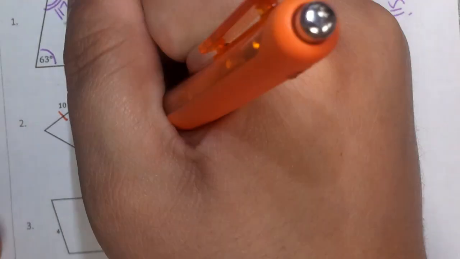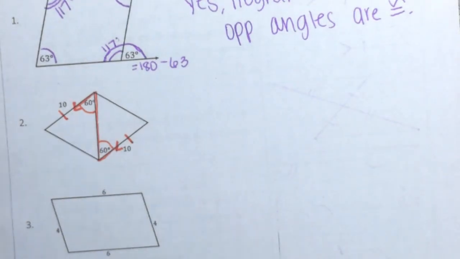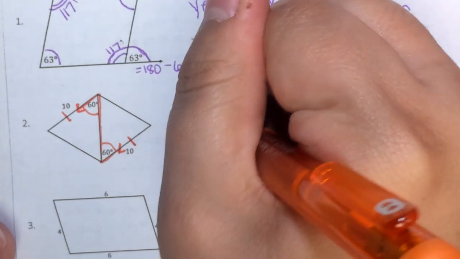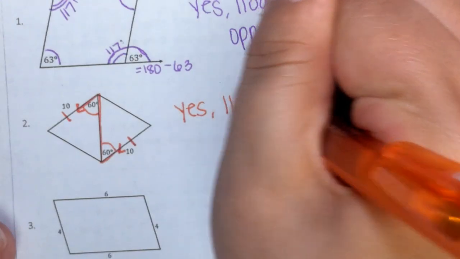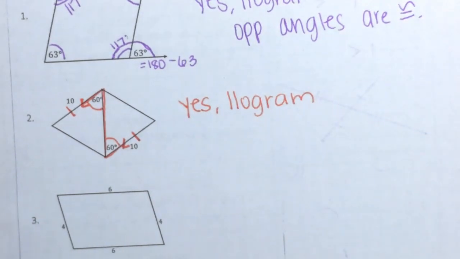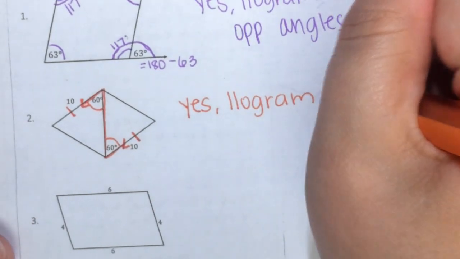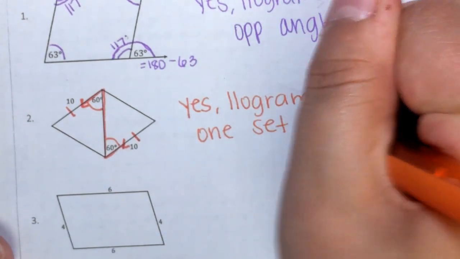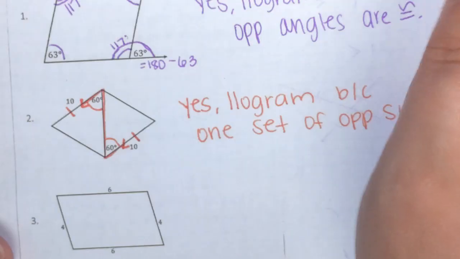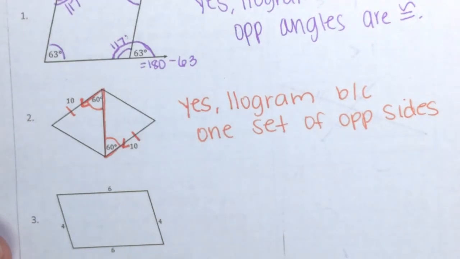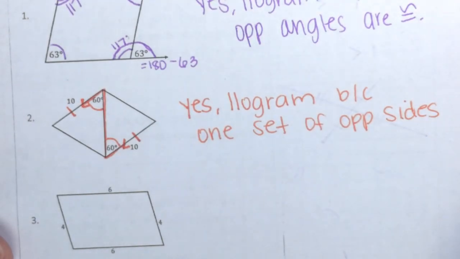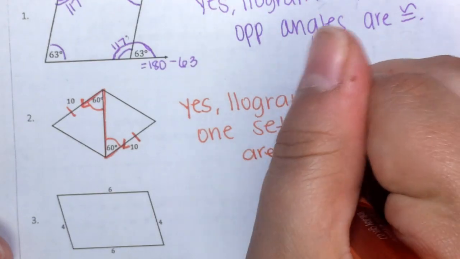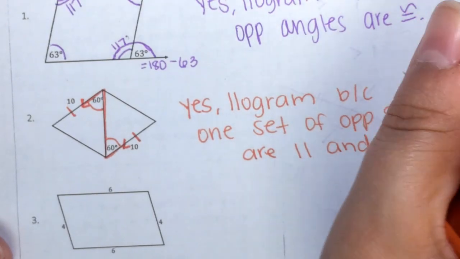Do you agree this side is 10 and this side is 10? Is this a parallelogram? Gabby, you with me still? Yes. Why is it a parallelogram? Which reason on the front? The fifth reason. I'm all about shorthanding. One set of opposite sides are parallel and congruent.